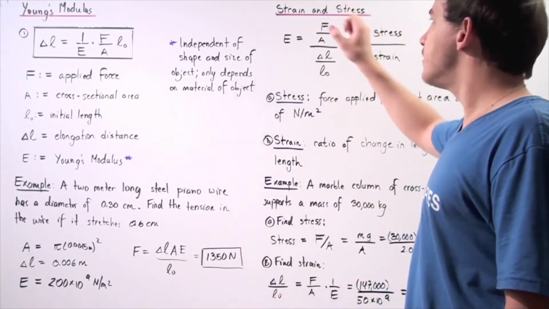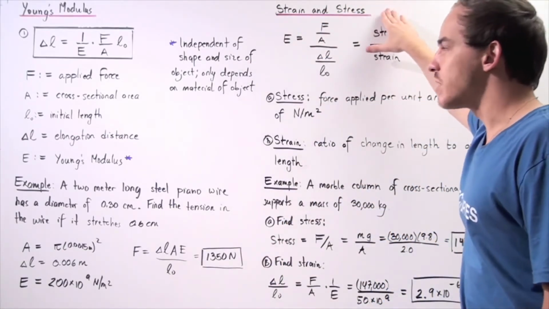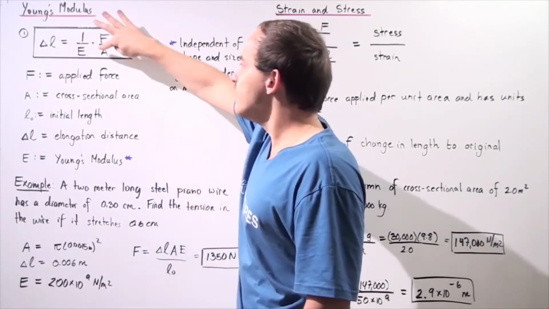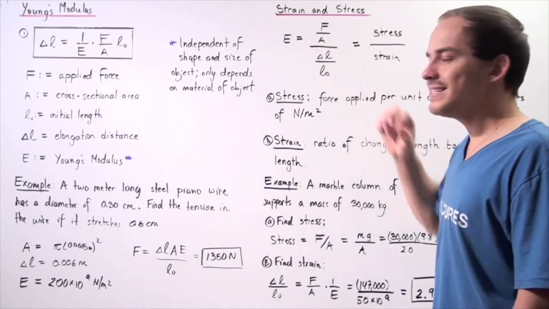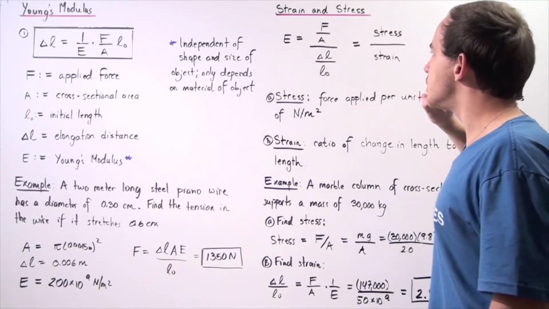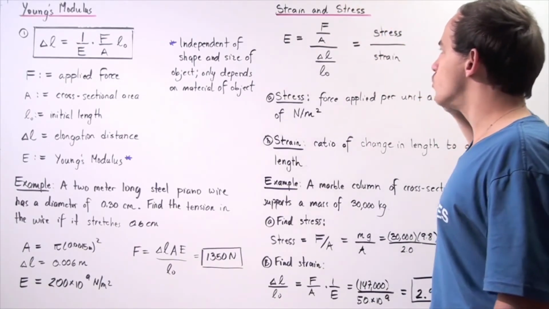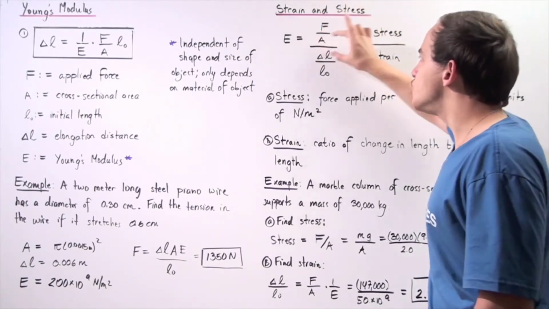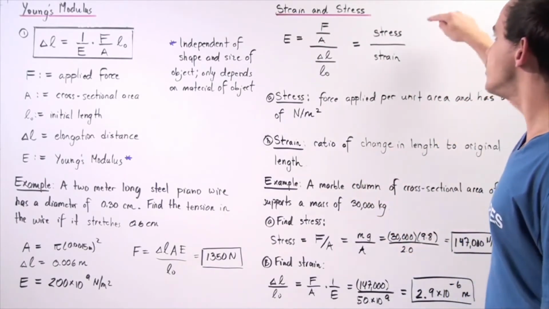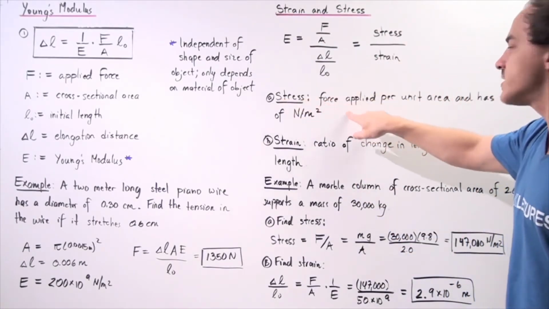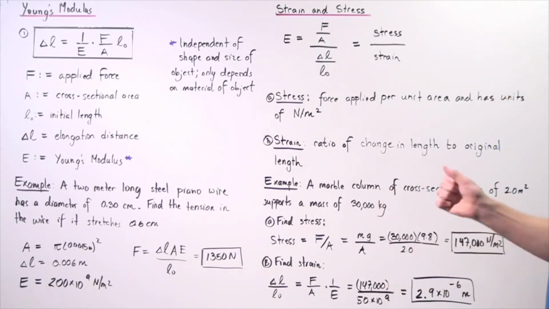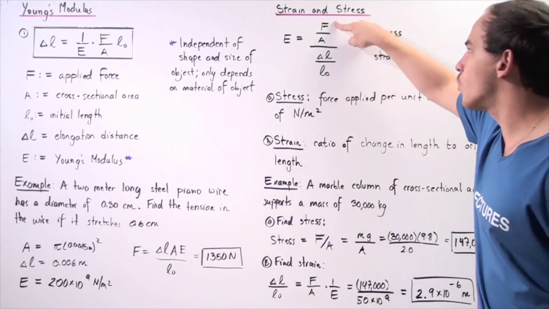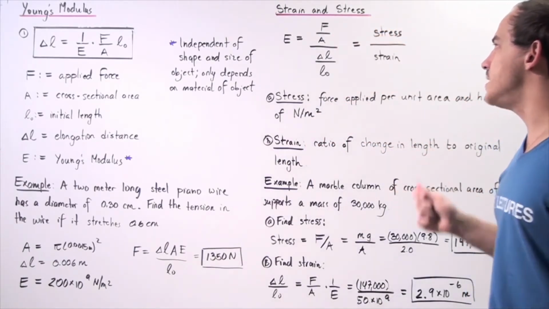Now, let's examine something known as stress and strain. Let's look at this formula once more and let's solve for E. If we solve for E, we see that E is equal to a fraction. Inside the numerator we have force per cross-sectional area, F divided by A, and this numerator is known as stress. Stress is the force applied per cross-sectional area on the object, and it has the units of newtons per meter squared because force has newtons and area has meters squared.